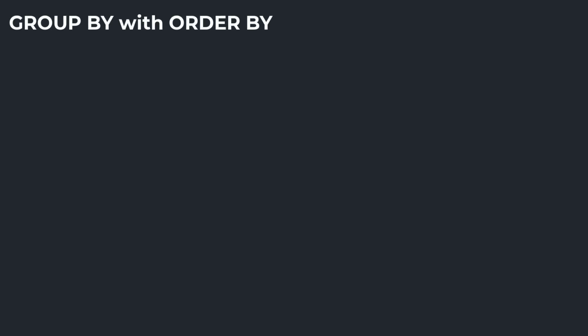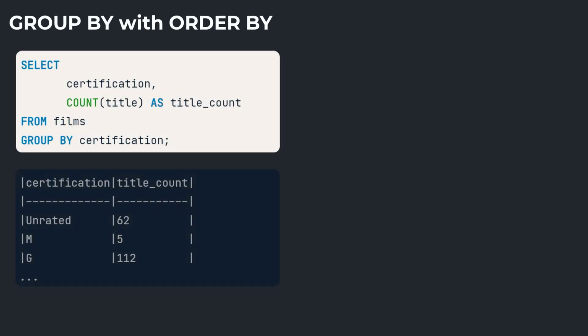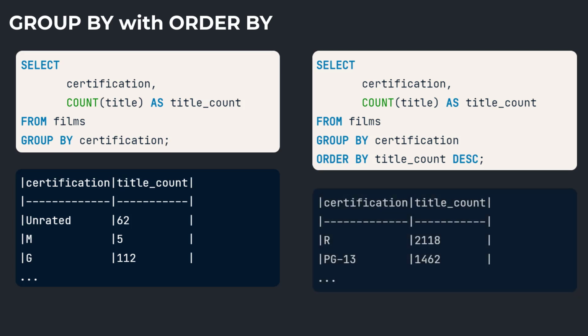We can combine GROUP BY with ORDER BY to group our results, make a calculation, and then order our results. For example, we can clean up one of our previous queries by sorting the results by the title count in descending order. Here is that query without ORDER BY, and this is the same query with ordering added. ORDER BY is always written after GROUP BY, and notice that we can refer back to the alias within the query. That is because of the order of execution. It looks like movies rated are most common in our database.